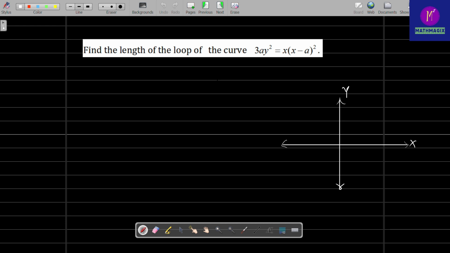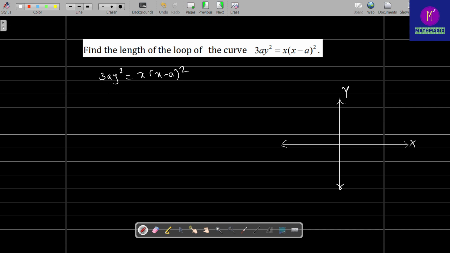Hello everyone. In this lecture we will see problems of rectification related to the loops. Let us read the problem. Find the length of the loop of the curve 3ay² = x(x − a)². Let us see how to draw these loops on the xy plane.